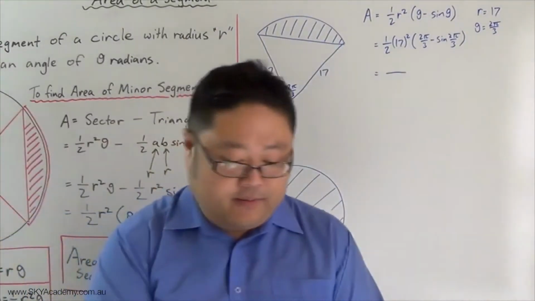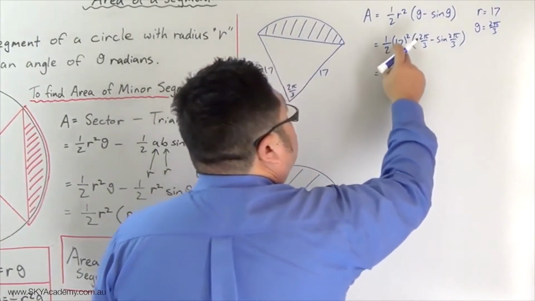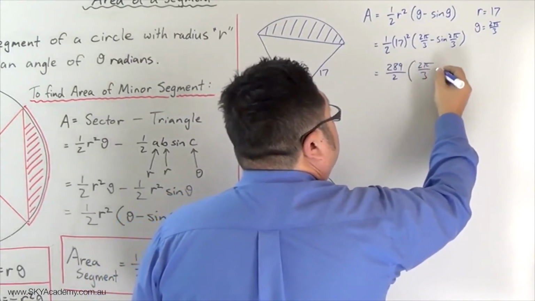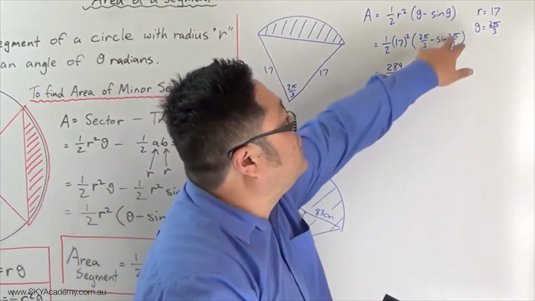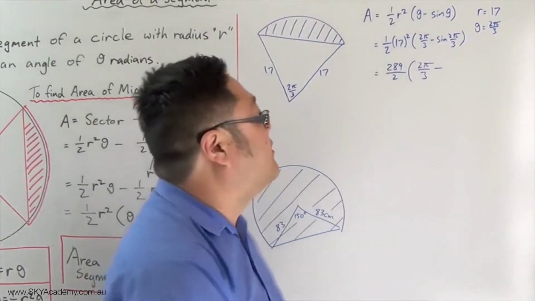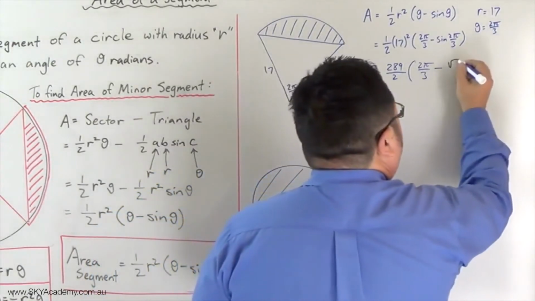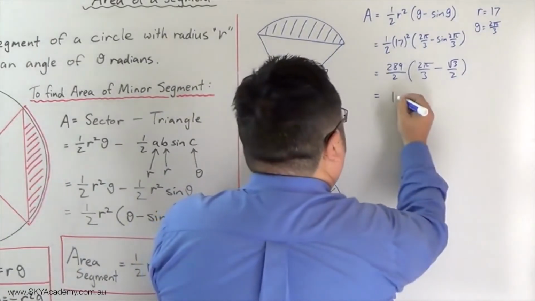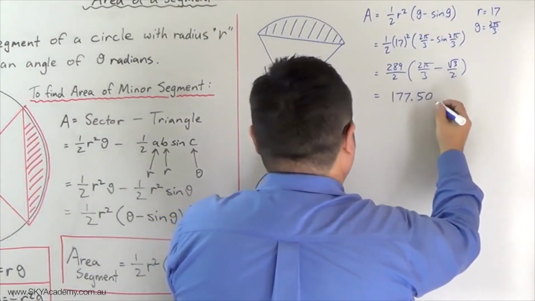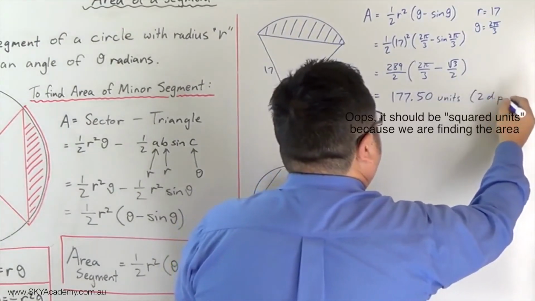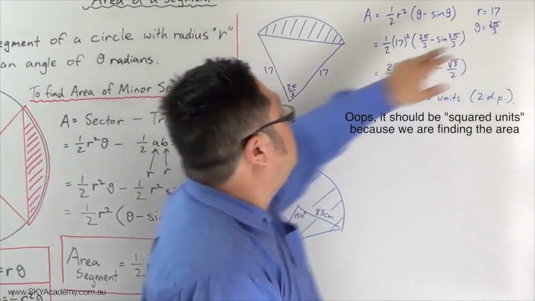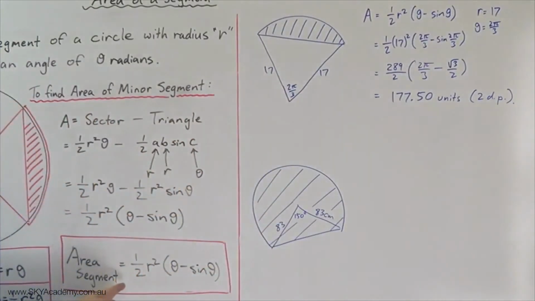Let's work out 17 squared, shall we? 17 squared is 289, so it's 289 on 2, times 2 pi on 3 minus the sine of 2 pi on 3, which is the sine of 120 degrees, which ends up being root 3 on 2, right? Work all of that out properly, and I get 177.50 units squared, 2 decimal places. So really, to do this question is just a matter of substituting these values into this formula. Got that?